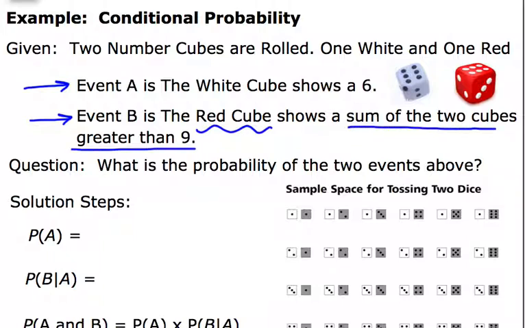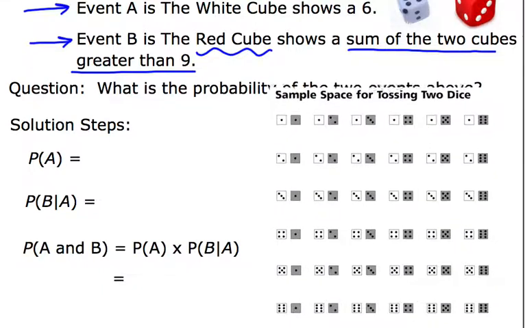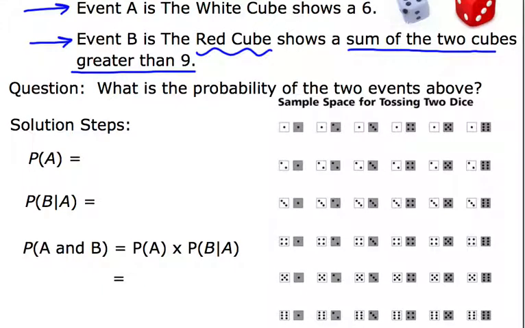greater than 9? To help you out a little bit, I put the sample space of rolling two dice out here. This can be used for the sum. So let's talk about the probability of A. What is the probability of getting a 6? If you think about how many numbers are on a white cube, there are 6 different choices, and if you want to get a 6, you have a 1 in 6 chance of rolling a 6.